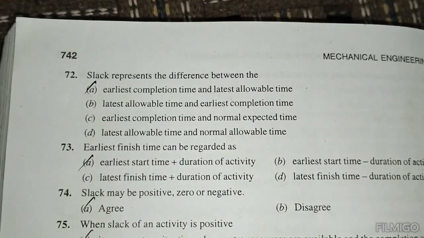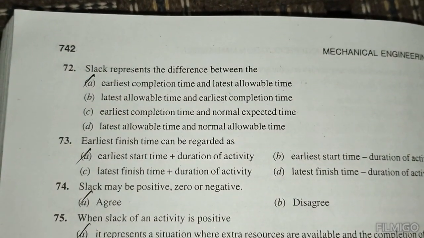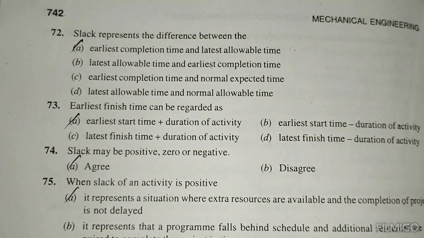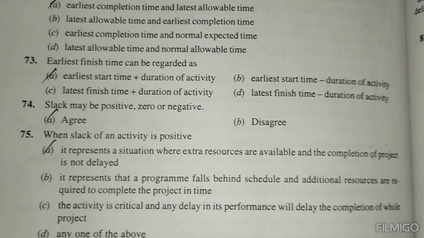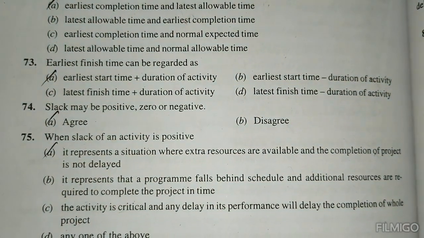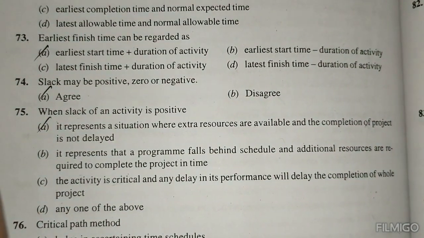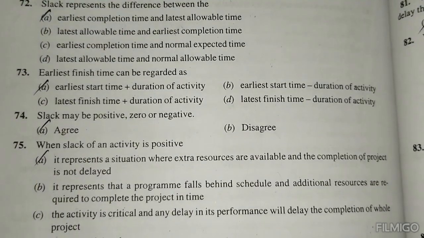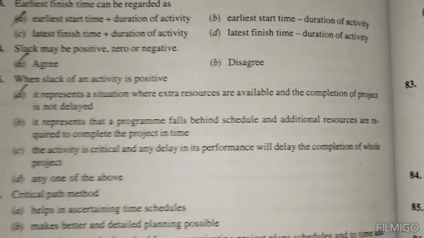Slack represents the difference between the earliest completion time and the latest available time. Earliest finish time can be regarded as earliest start time plus duration of the activity. Slack may be positive, zero or negative. When the slack of an activity is positive, it represents a situation where extra resources are available and the completion of the project is not delayed.